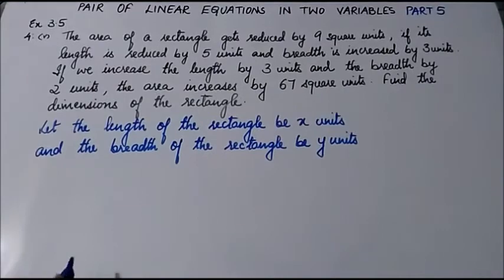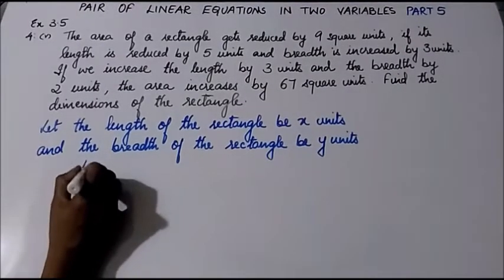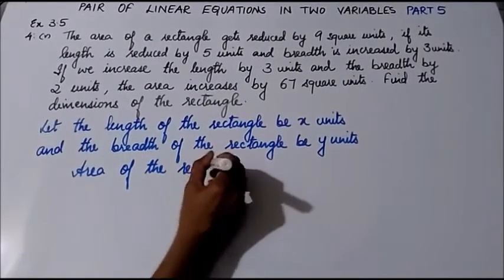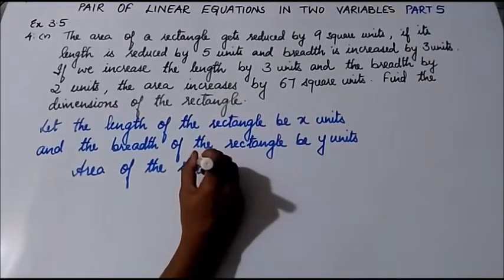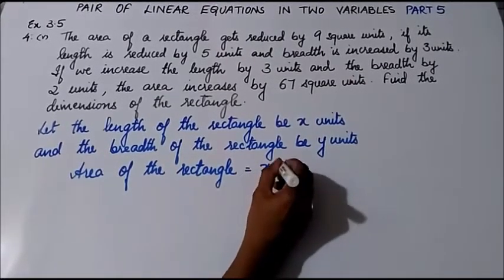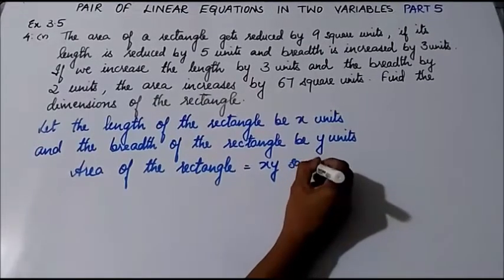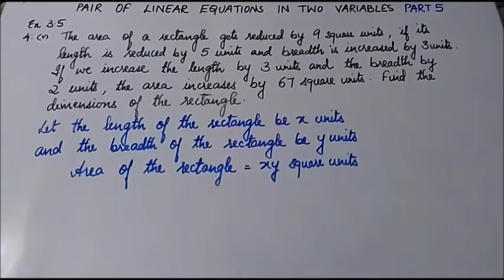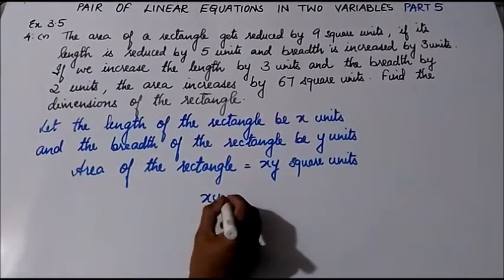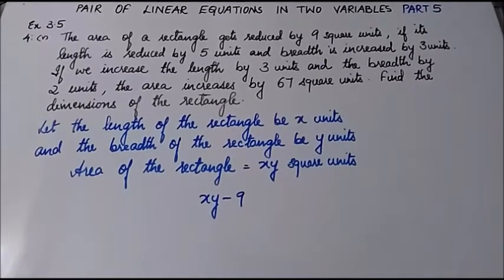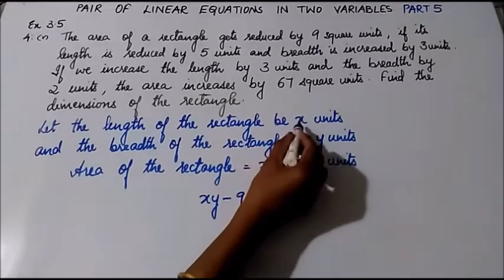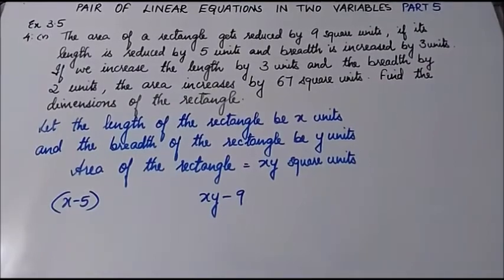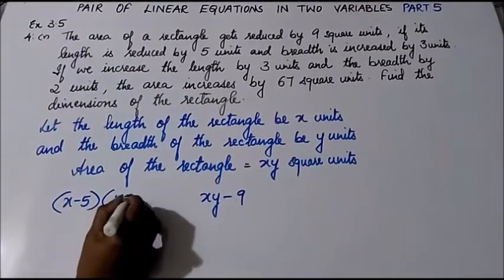Okay, now let's read the question. The area of the rectangle they have told. So here the area of the rectangle is length into breadth, that is equal to xy square units. Now they have told the area of the rectangle gets reduced by 9 if its length is reduced by 5. Length is reduced by 5 means here it is x, it becomes x minus 5 the length, and the breadth is increased by 3, breadth is y, that is y plus 3.